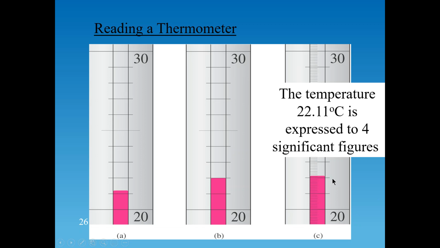And this is something that you'll see when you're doing experiments and you have to, let's say, measure temperature or measure volumes. You'll have to make these kinds of estimations to get your measurements recorded or expressed to the correct number of significant digits.